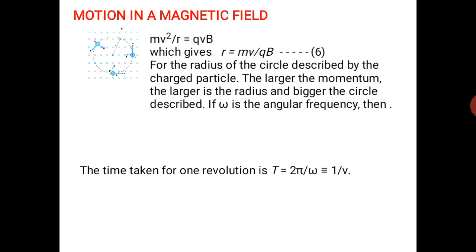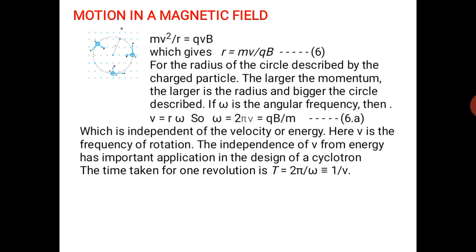If omega is the angular frequency, then V equal to R omega, so omega equal to V divided by R. And also we have known omega equal to 2 pi by T or 2 pi nu. Nu is the frequency. Okay. So omega means V by R. From the above equation, R equal to mv divided by qB, equation number 6. By using that, V by R is qB by m. So therefore omega is qB divided by m. Clear? So which is independent of the velocity or energy.